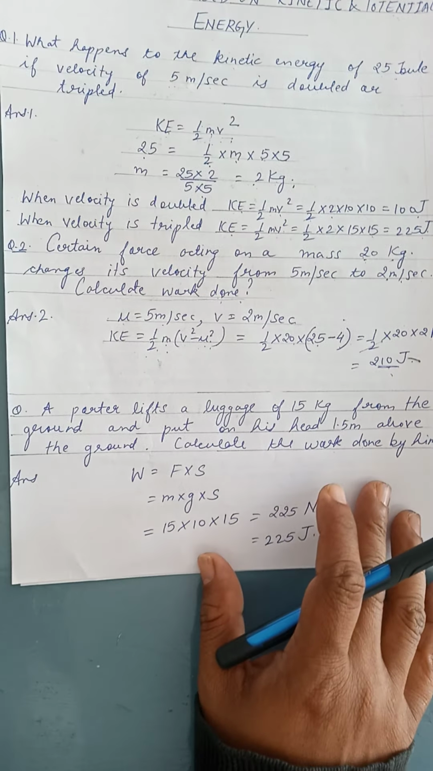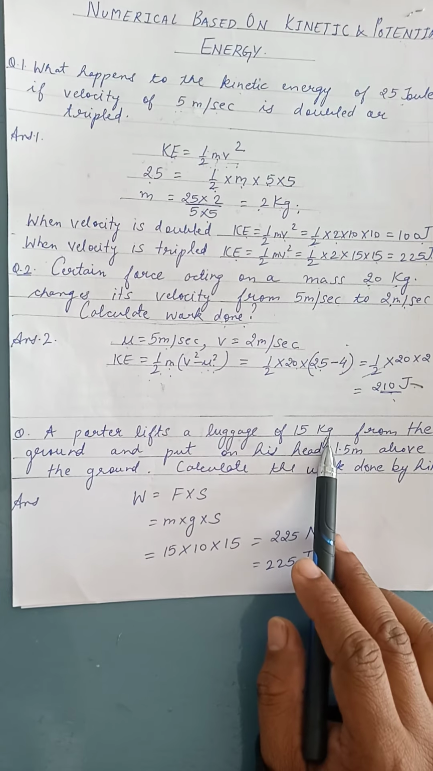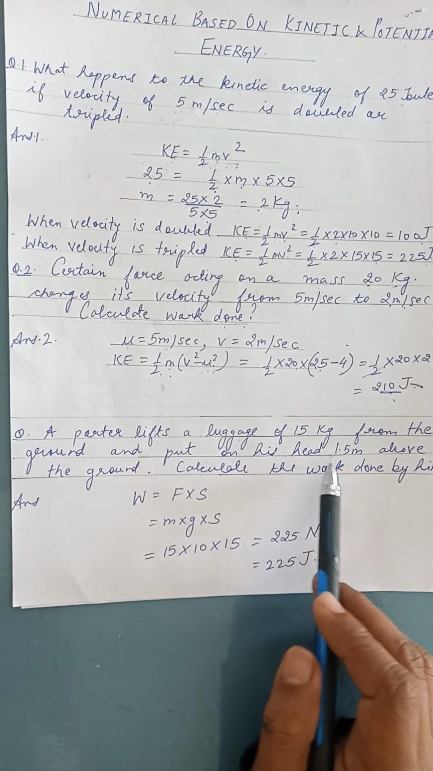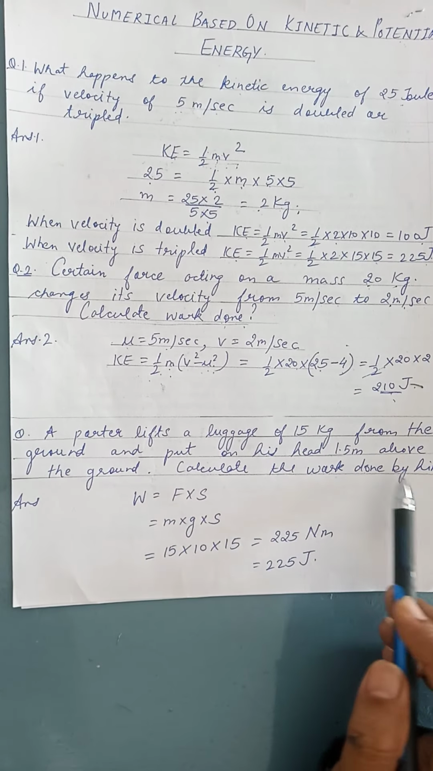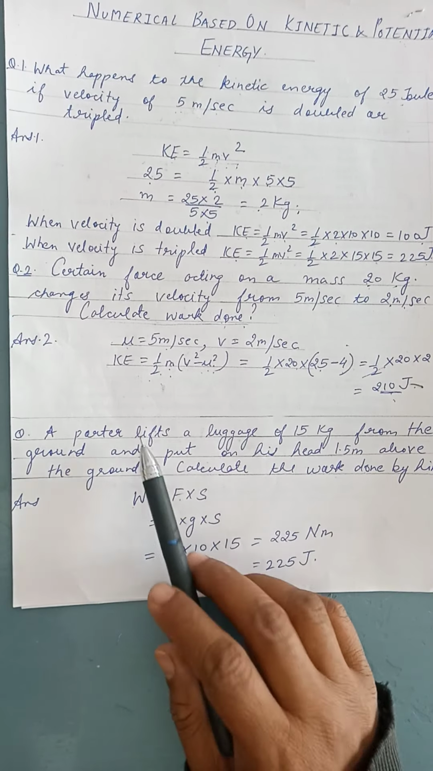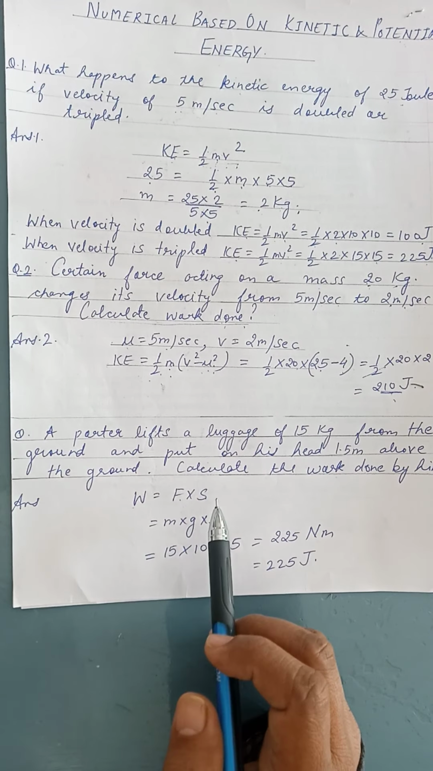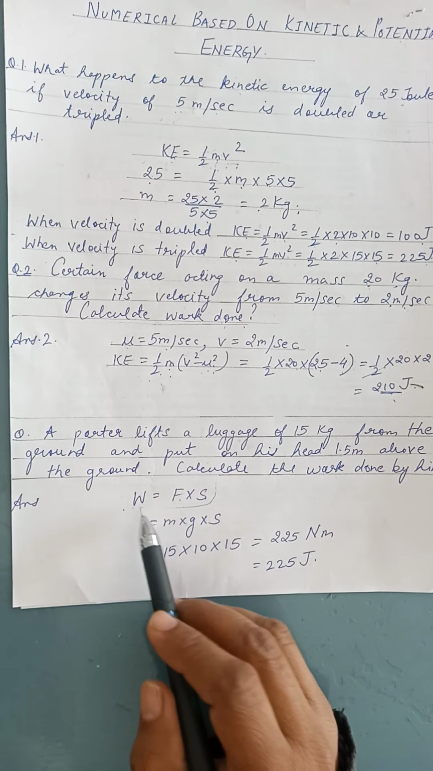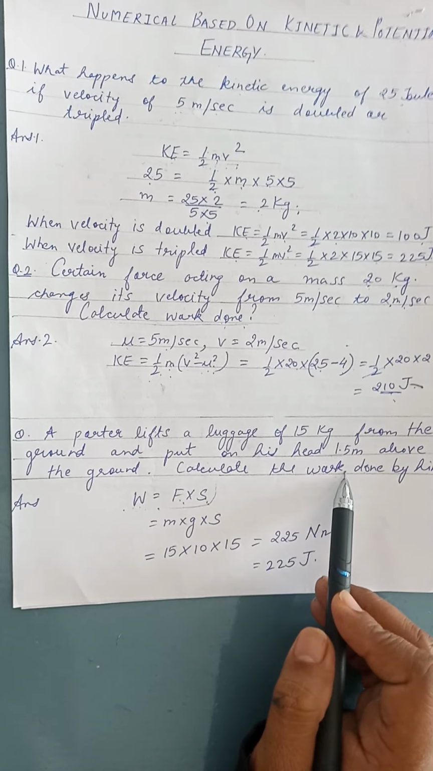Okay, now here is the next question. A porter lifts a luggage of 15 kg from the ground and puts it on his head 1.5 meter above the ground. Simple, you have to calculate the work done. Now work done here is F into S. A porter lifts a luggage. Now what is the mass? You have to see in the relationship that the mass is given, but in this relationship the mass is not used. We have to calculate work done.